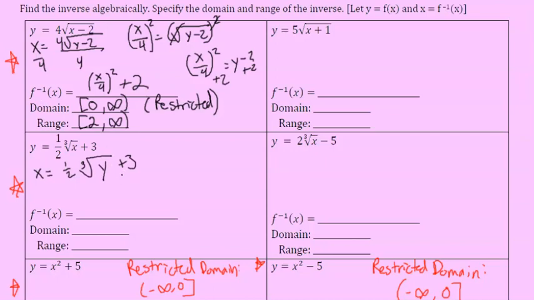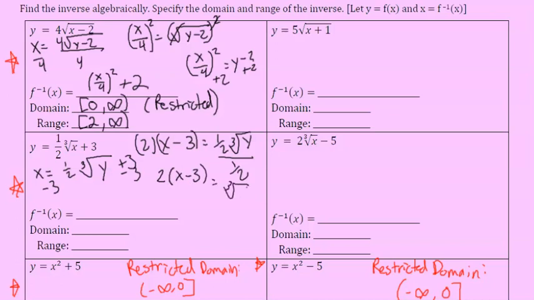So we're going to subtract 3 from each side. X minus 3 equals 1/2 cube root of y. Divide each side by 1/2, which is the same thing as multiplying by 2. So then we have 2 parentheses x minus 3 equals the cube root of y.